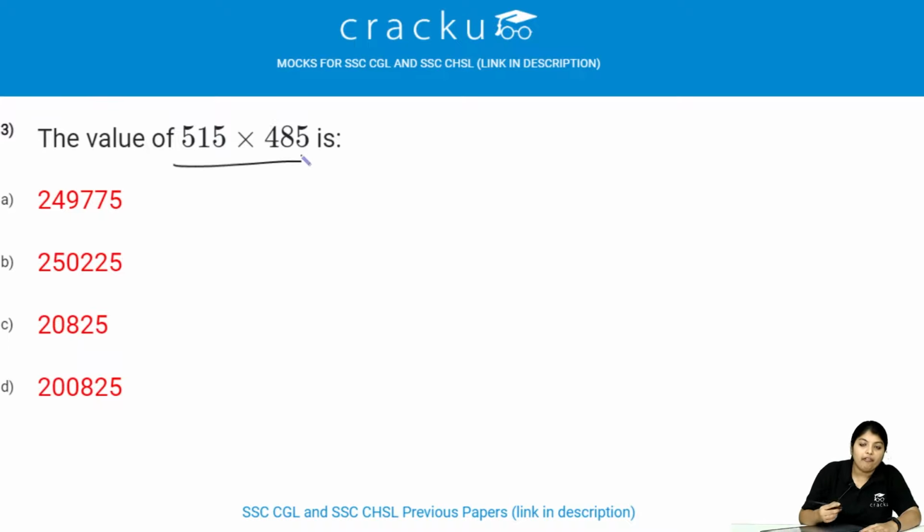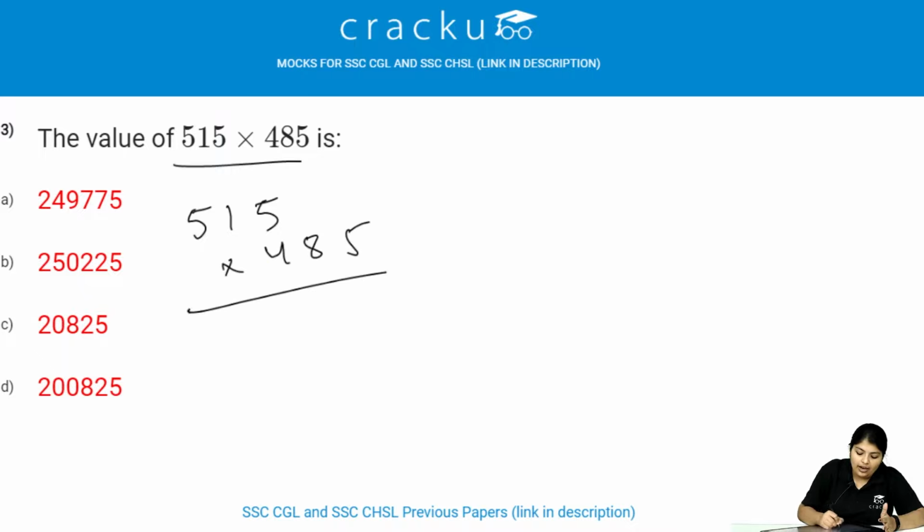And now let us see the next one. The value of 515 into 485. In these questions, do not start multiplying in the traditional way, 515 into 485. It takes so long, and also if you miss any part in between, you will be in trouble since we have a time constraint in competitive examinations. So in this question, we have to observe whether there is anything we can do in a short way.